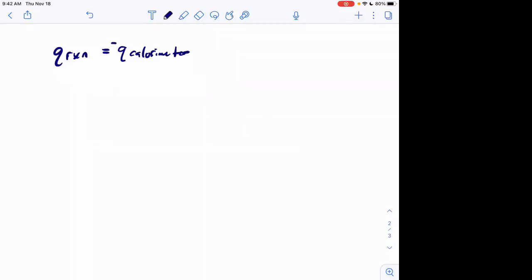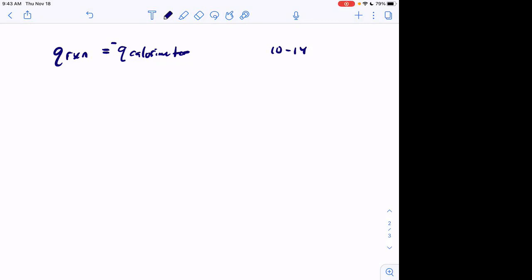This is reaction 1014 in your book. So we're saying here, if we have a calorimeter, the energy released or absorbed by the reaction is going to be equivalent to, in magnitude, the energy released or absorbed by the calorimeter.